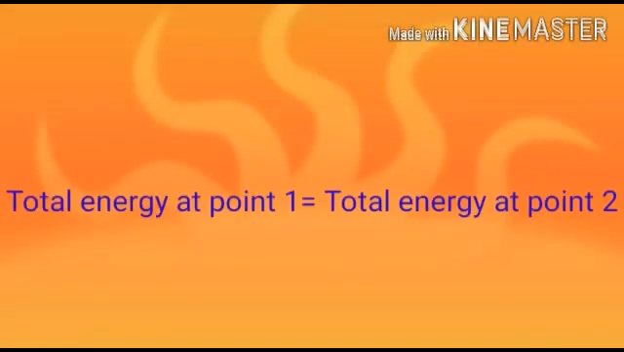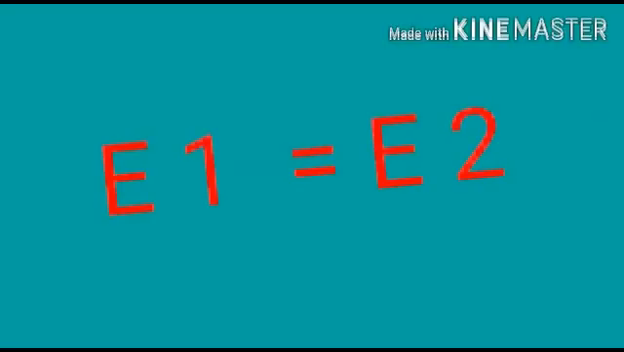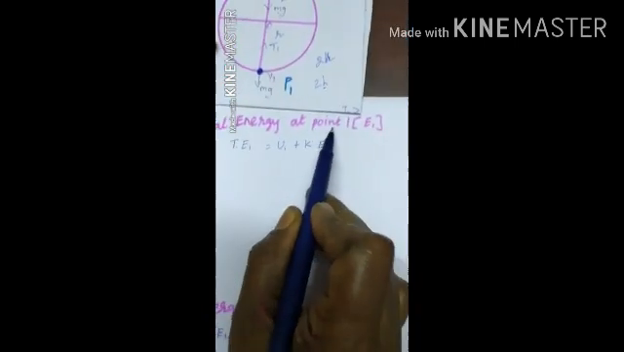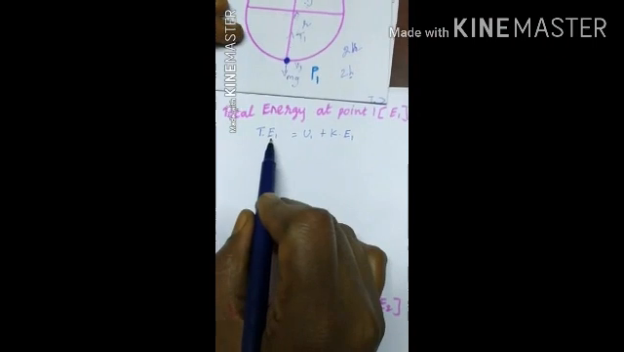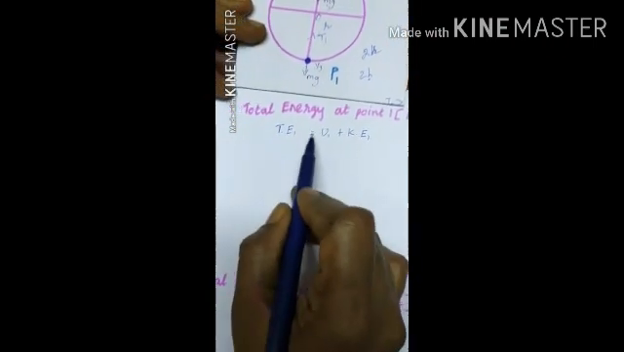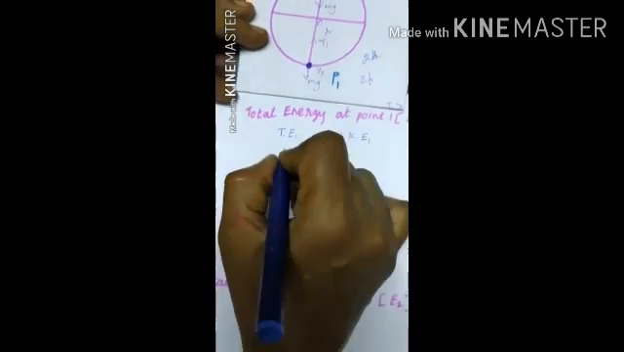Now we calculate total energy at the points P1 and P2. According to the law of conservation of energy, total energy at the point E1 should be equal to total energy at the point E2. Next we calculate total energy at point 1. Total energy at the point 1 should be equal to potential energy plus kinetic energy. First we calculate the potential energy U.